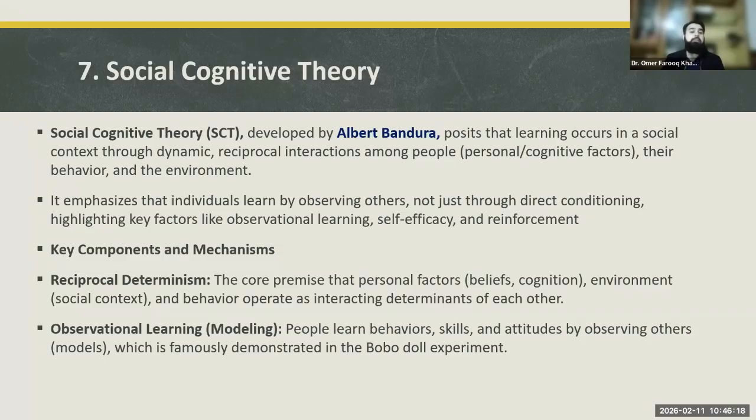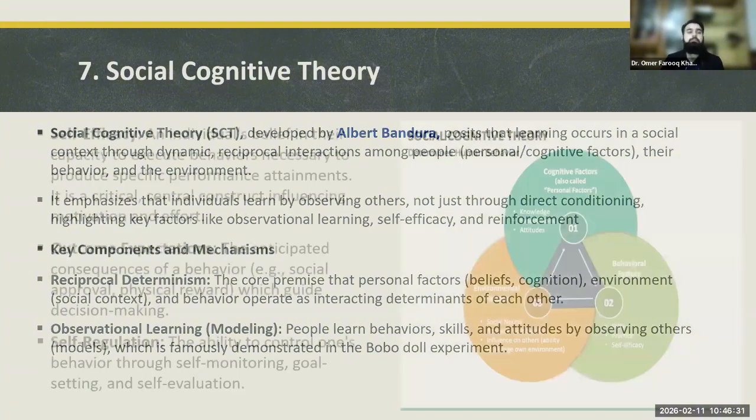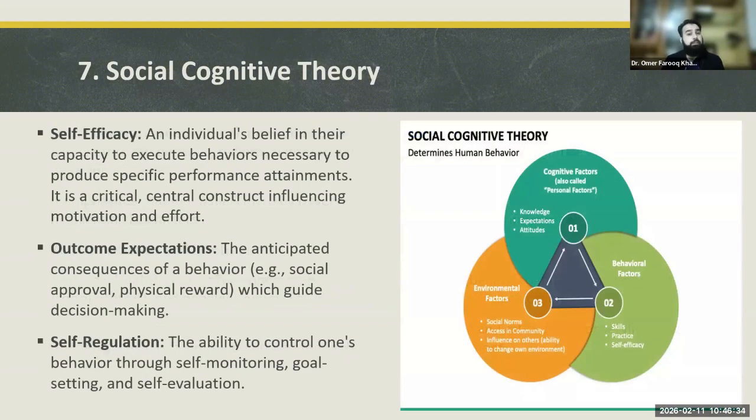Then observational learning. It is called modeling. People learn behaviors, skills, attitudes by observing others, which is famously demonstrated in the Bobo doll experiment. Then there is self-efficacy, where individuals believe in their capacity to execute behaviors necessary to produce specific performance attainments. It is a critical central construct influencing motivation and effort. Then outcome expectations are anticipated consequences of a behavior. For example: social approval, physical reward, which guides decision making.